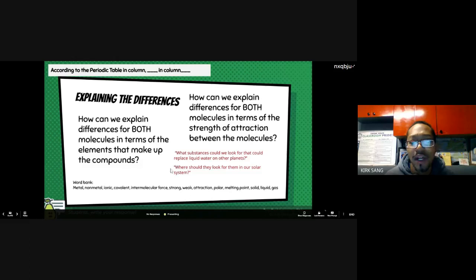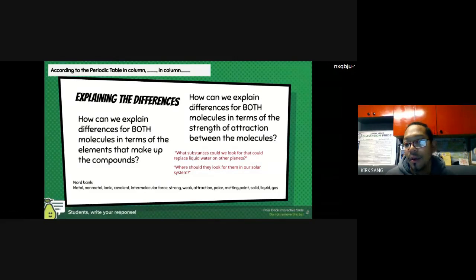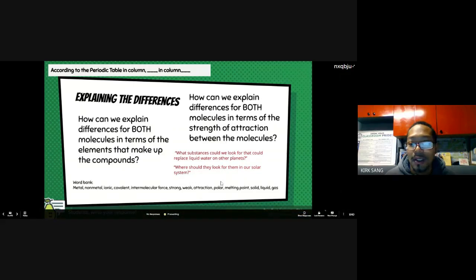molecules? The driving question: What substance could we look for that could replace liquid water on other planets? So I'm gonna put you in student mode and I want you to suggest one of those two molecules. And then where should we look for them in the solar system? All right, so think about all those planets, where we are, where's the sun, and where would you look for those in the solar system?